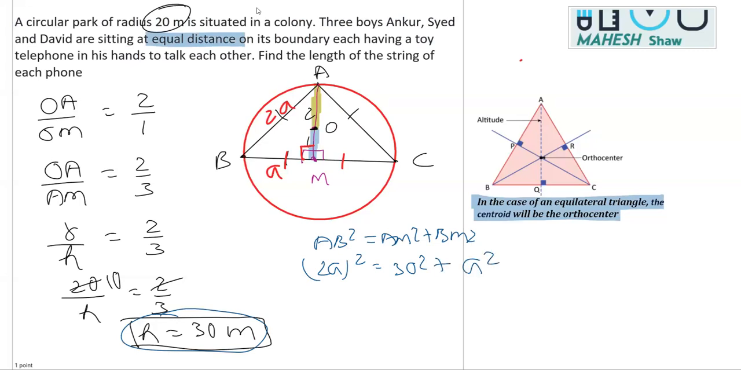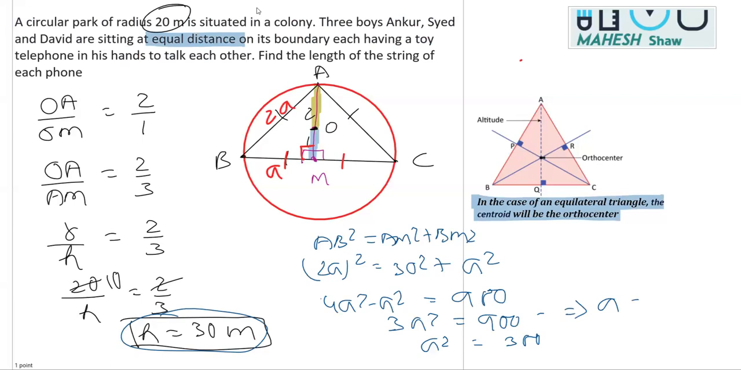So we can write this as 4A square minus A square is equal to 30 square, which is 900. Further, this is 3A square is equal to 900. So that implies A square is 900 divided by 3, which is 300. So finally, A is equal to under root 300, which I can write as 10 root 3.